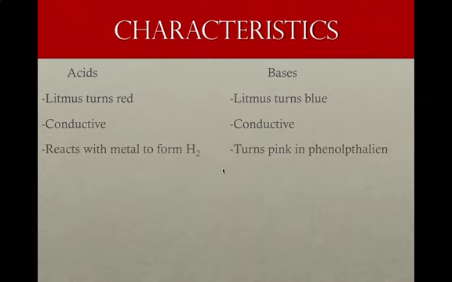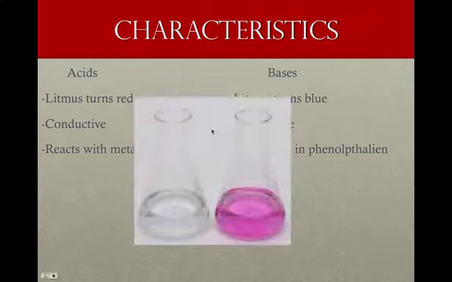Next characteristic is that acids react with metal to form hydrogen gas, and bases will turn pink in a substance called phenolphthalein. And you'll be working with phenolphthalein later on in the unit in different labs that we do. So to show you guys what happens, here's a picture. In the flask here on the left, that's in an acid or a neutral substance, and you can clearly see that that's no color. Well, when you change that substance to a base and you have phenolphthalein in it, then it turns a nice pink color like you see in the flask on the right.